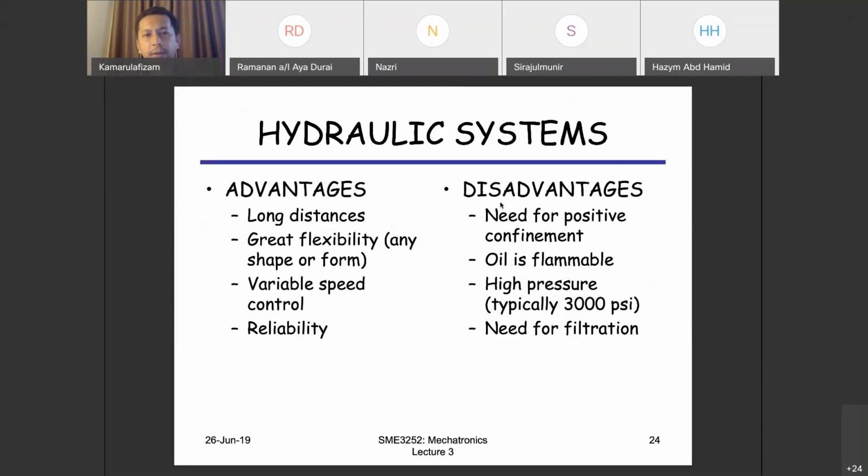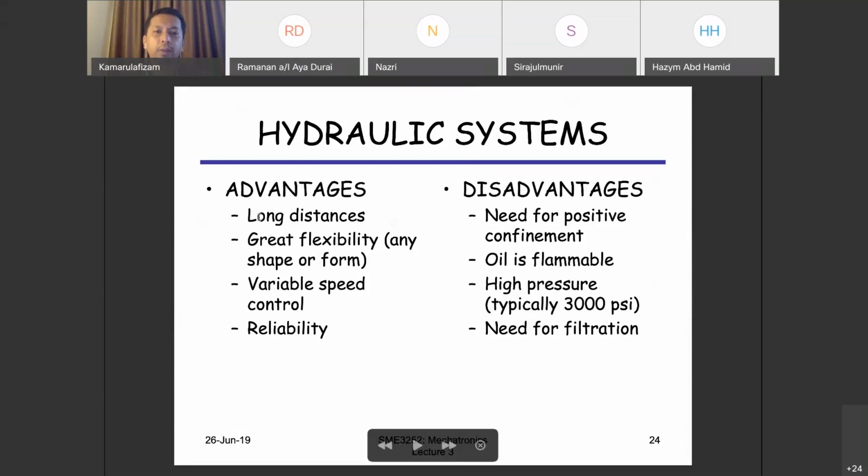So for the hydraulic system, basically yang bagus dia boleh pergi long distance sebab fluid dia takkan mengembang menguncup macam udara, macam angin lah. Alright, so you boleh pressure dekat sini, you will basically create instant pressure on the other side. Tak sama macam angin. Kalau macam angin, kalau you ada tube panjang, you increase pressure on one side, it takes certain time to reach the other side. So that's the good thing about hydraulic.